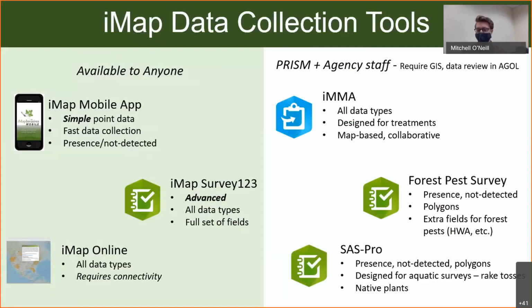And we have SAS Pro, which you can do presence not detected, polygons, and it's specifically designed for aquatic surveys, in particular rake tosses. And one key feature is that you can record information on native plants that you find present. And so SLELO utilizes almost all of these tools. So Brittany is going to talk a little bit about how SLELO does that.